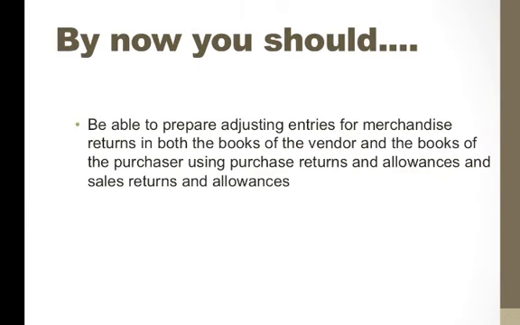So by now you should be able to prepare journal entries for merchandise returns in both the books of the vendor and the books of the purchaser, using Purchase Returns and Allowances and Sales Returns and Allowances, as well as not using those accounts, just reversing the sales and the purchase.